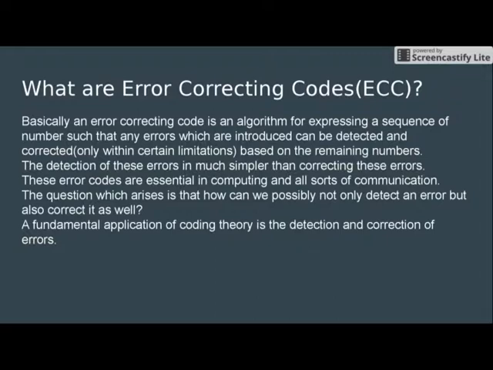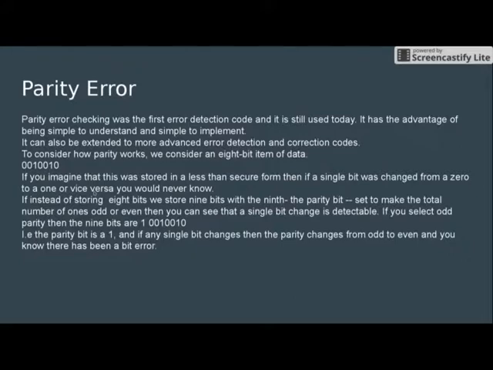Basically, an error correcting code is an algorithm for expressing a sequence of numbers such that any errors which are introduced can be detected and corrected based on the remaining numbers. The detection of these errors is much simpler than correcting them. These error codes are essential in computing and all sorts of communication. The question which arises is how can we possibly not only detect an error but also correct it as well? A fundamental application of coding theory is the detection and correction of errors.